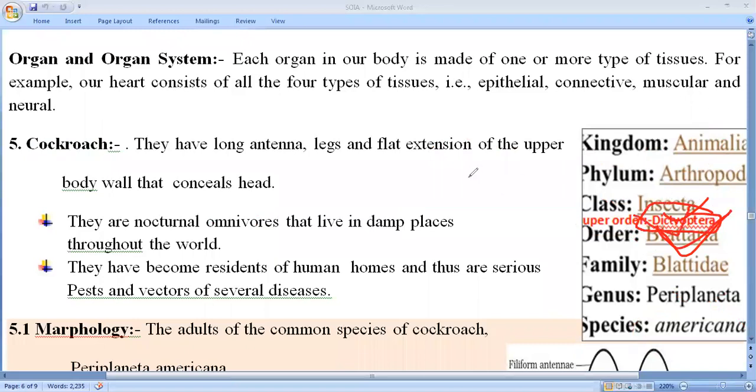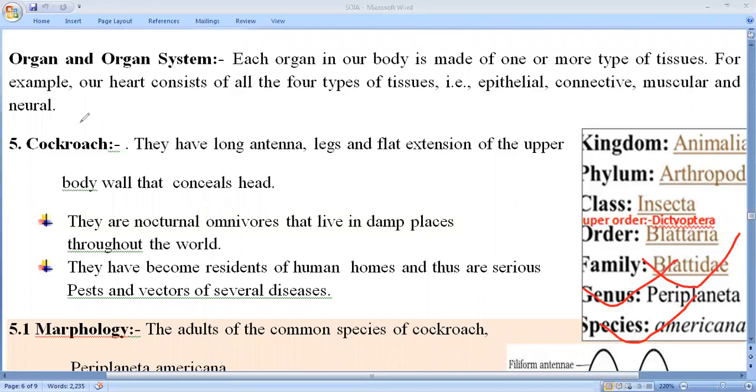You are understanding? If both Dictyoptera and Blattaria are given, the correct order is Blattaria. If Blattaria is not given and only Dictyoptera is given, then you can take Dictyoptera. I have already seen this question, so I am emphasizing it. Don't get confused between superorder and order. Then family Blattidae, genus Periplaneta, and species americana.